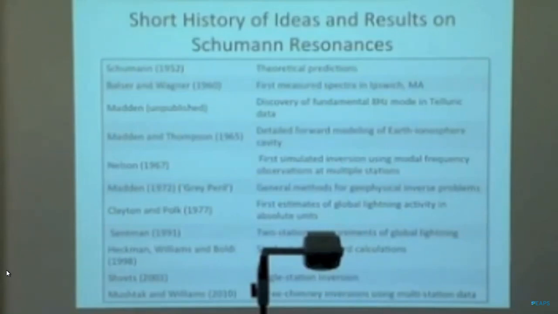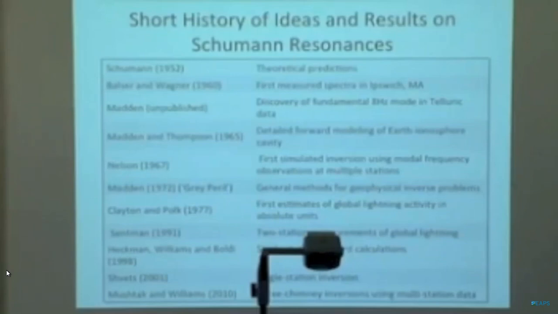The Balser and Wagner measurements were made on a tower up the coast at Ipswich. They had beautiful data; you could see the 8 Hertz spectrum very nicely. And then there's another important player here, who's also here, Phil Nelson, who was the first one to suggest using Schumann resonance in an inversion mode to get the global lightning activity. And there's another story associated with that.